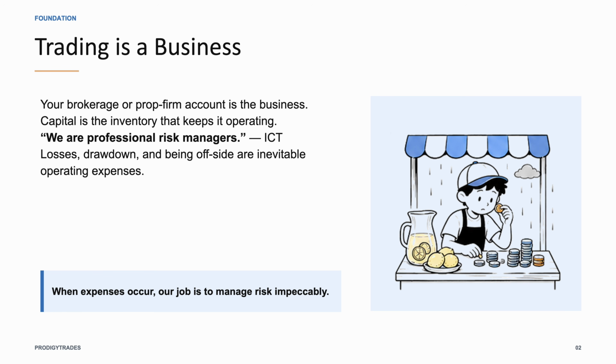ICT often says that we are professional risk managers. That identity is important because it gives us permission to be wrong. We can take losses, we can miss moves, we can be offside. We can even go through periods when we are not reading the market especially well. Our job is not to eliminate those inevitable expenses. They're going to happen. Our job is to manage them impeccably so that one normal loss never becomes a blown day, a blown week, or a blown account.